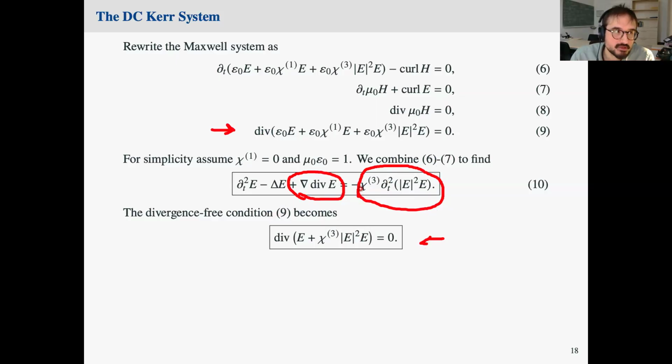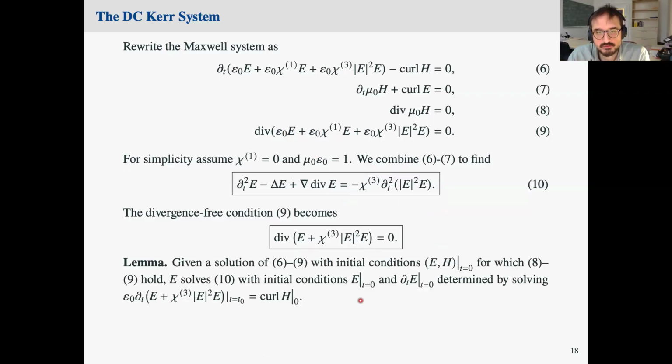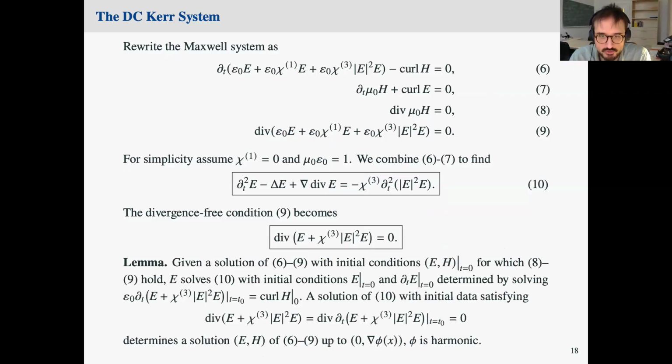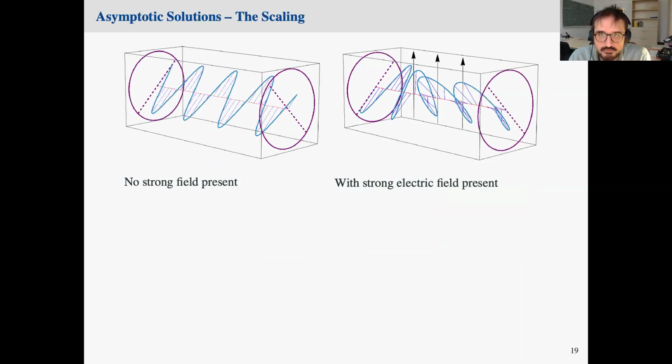Now, an observation is that in this nonlinear situation, the divergence of E is not zero in principle, so you can't directly get rid of this term. If you had a linear Maxwell system, then this divergence would be zero and you could get rid of the term, but now you have to work a bit harder. You can check that either you solve this system or you solve that system, those two are morally equivalent. You can jump from one to the other. Okay, this looks too technical. I'm not going to spend too much time.